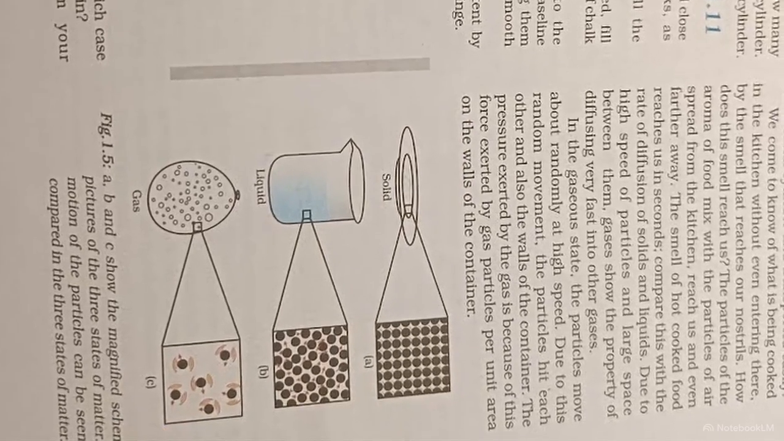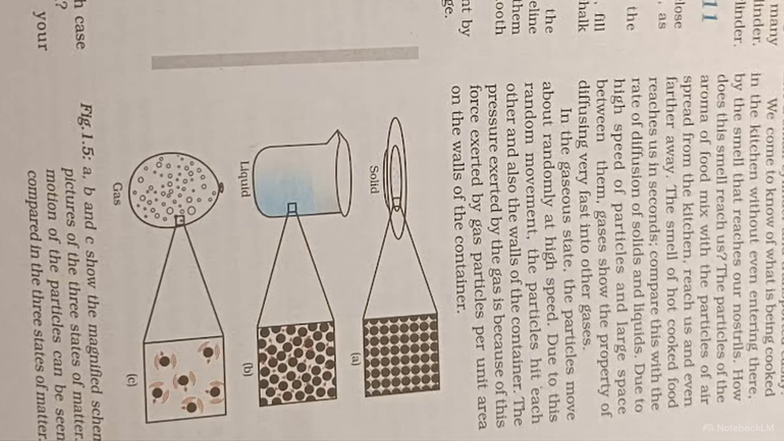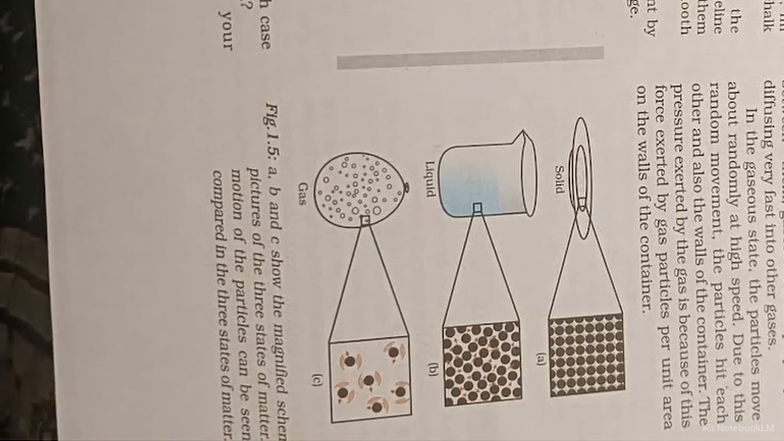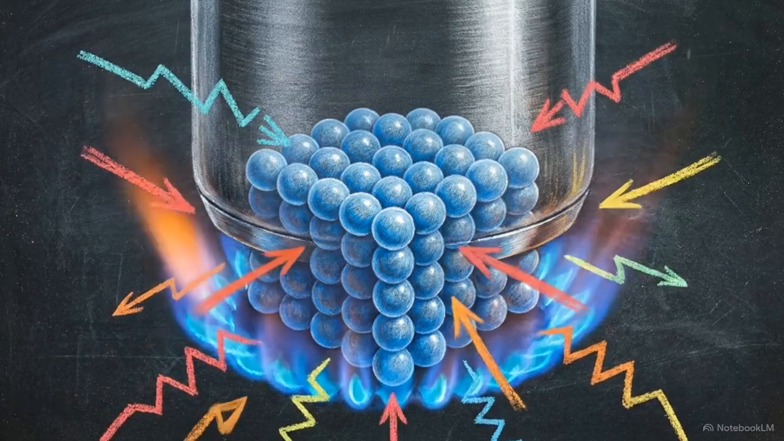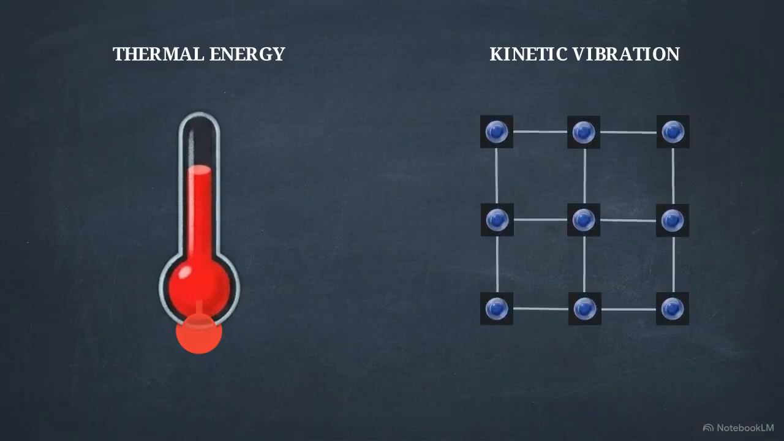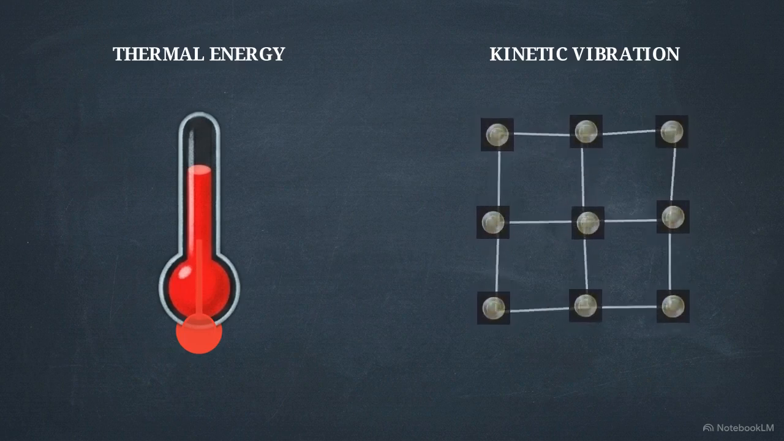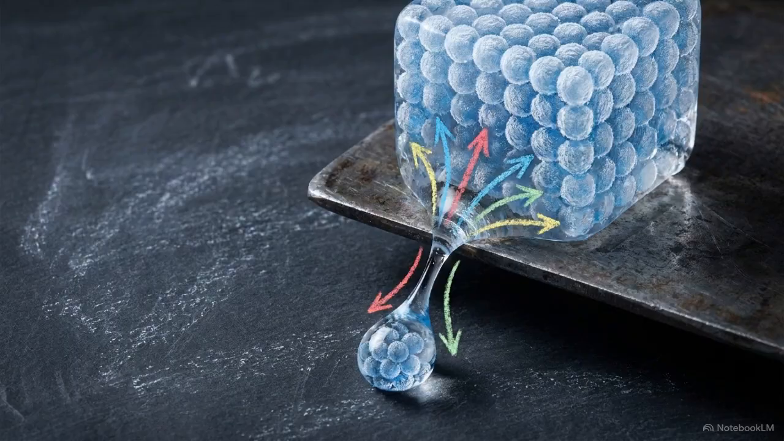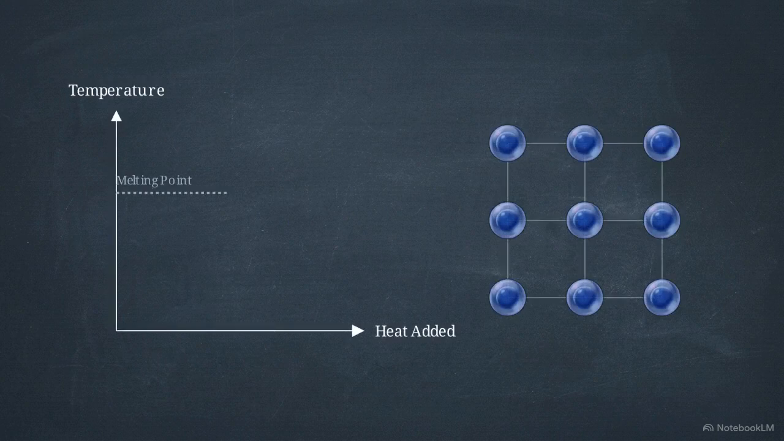These states represent different truces in a battle between energy and attraction. Solids are locked tight, liquids slip past each other, and gases have broken completely free. Whenever you put a pot on the kitchen stove, you introduce a weapon into this invisible battle. Heat fuels the particles' kinetic energy, giving them the power to vibrate violently against the attractive forces trying to hold them in place. The exact threshold where kinetic energy overpowers the force of attraction is what we call a melting or boiling point.